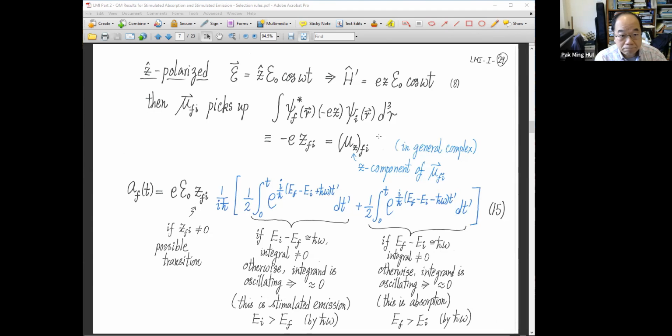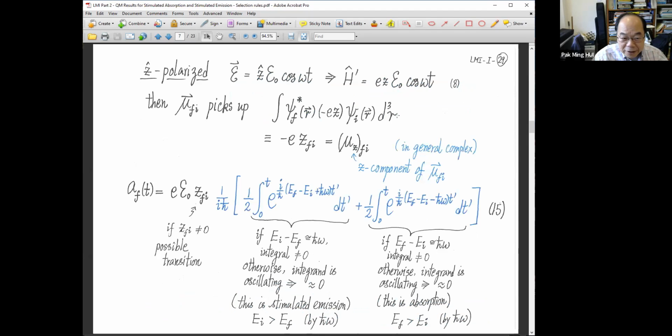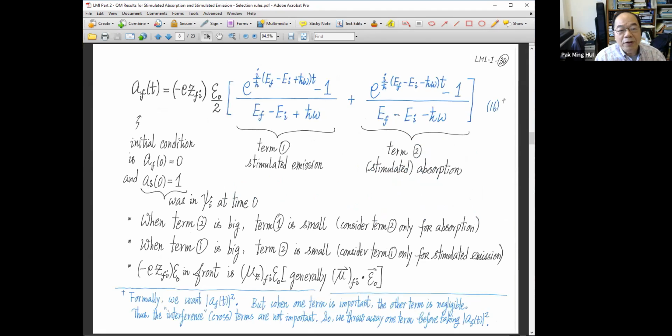Understand? So let me move on. In fact, we can do the integral, right? This is just the integral of e to the x dx. Well, chain rule, you do something, okay? So this is the answer.